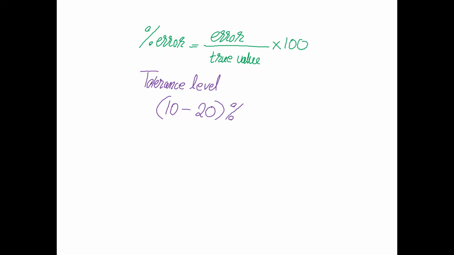In our course, the tolerance level is 10 to 20%. If error exceeds 20%, then the error is not removable and the answer is wrong. This is the same tolerance level which you find in the marking scheme. The examiner says this much error is allowed. So copy the tolerance level also.